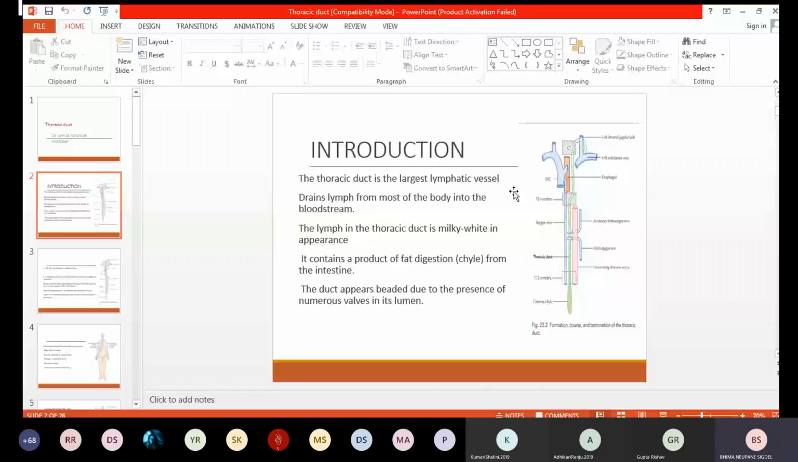You can see the junction; this vertical is the left. The thoracic duct will drain into the left side only. Between the left internal jugular vein and the left subclavian vein, there is an angulation or junction. That is the terminal part of the thoracic duct. Normally the lymph in the thoracic duct is a fluid white in appearance, that is, white color.